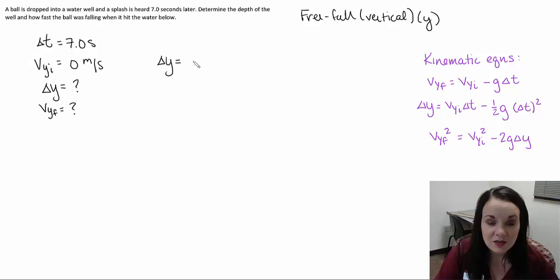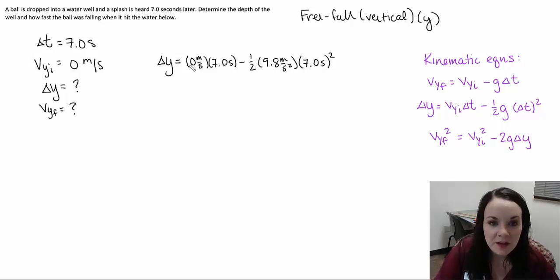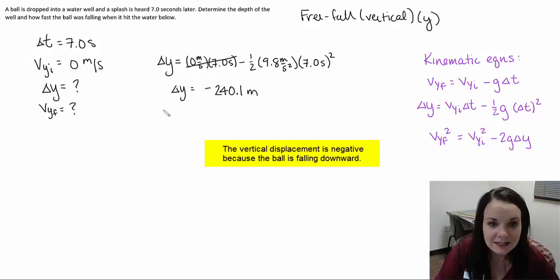So I'm going to write that over here, delta y. Our initial velocity then was 0 meters per second. Our time was 7 seconds. But remember, this will end up canceling out in our next step because 0 times anything is still 0. Gravity is 9.8 meters per second squared, and then our time squared would be 7 seconds squared. So like we said, this will cancel out because 0 times anything is still 0. And when I plug the rest of this into my calculator, don't forget that square, I end up getting negative 240.1 meters. And the reason it's negative is because this ball is falling downward. So it makes sense that it's negative.